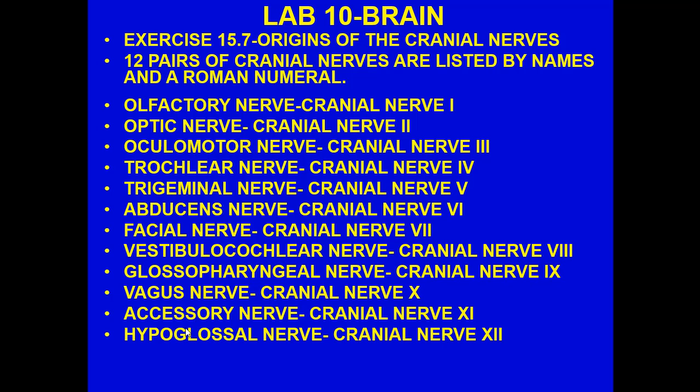Key points. The cranial nerves are 12 pairs of nerves. They are listed by names and a Roman numeral. So if I say cranial nerve 1, it could also be listed as CN1, and the 1 is usually in a Roman numeral. That's basically talking about the olfactory nerve. So what does it do? Now you've got to keep in mind one other thing. There's more, of course.